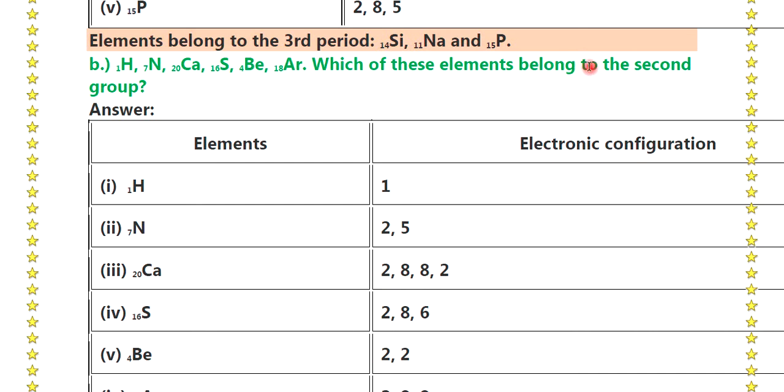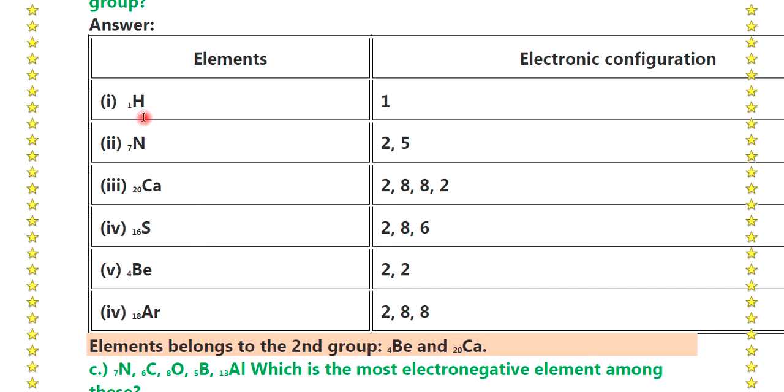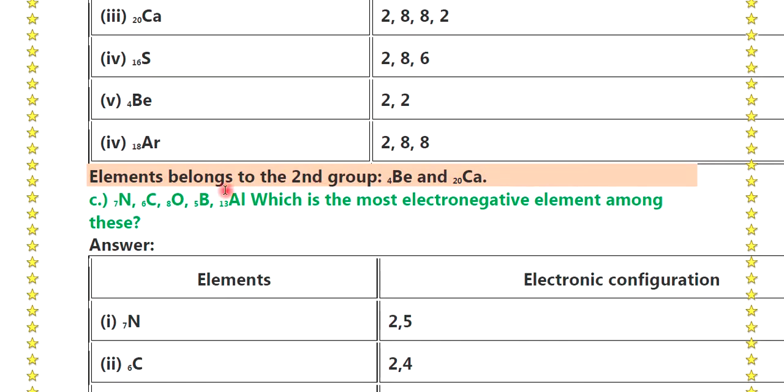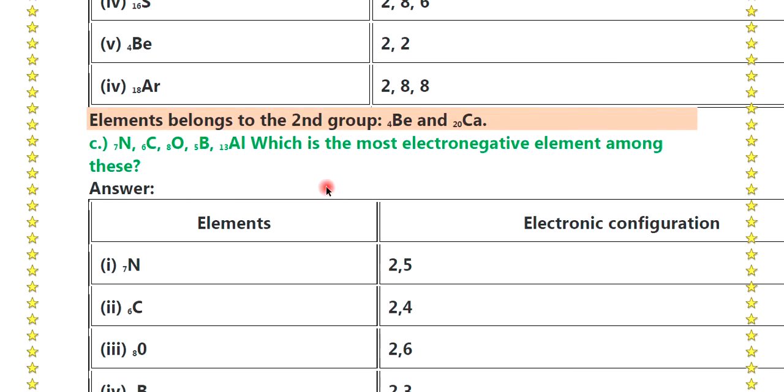Which of these elements belong to the second group? Elements are hydrogen having electronic configuration 1, nitrogen having 2 and 5, calcium having 2, 8, 8, 2, sulfur having 2, 8, 6, beryllium having 2, 2, argon having 2, 8, 8. So the elements belonging to the second group are beryllium and calcium.